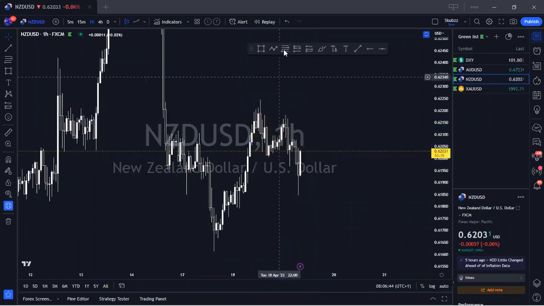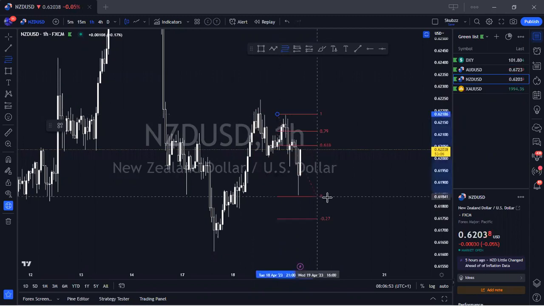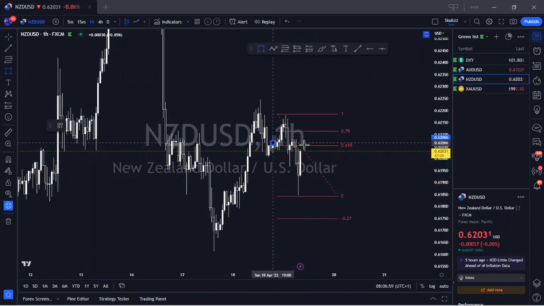But if you want to get a setup there, plot your fib from the top to the bottom, and then you can see that we have our 0.618 area there, and price is pushing back up to that area right now. So you can look to jump on yourself from there.